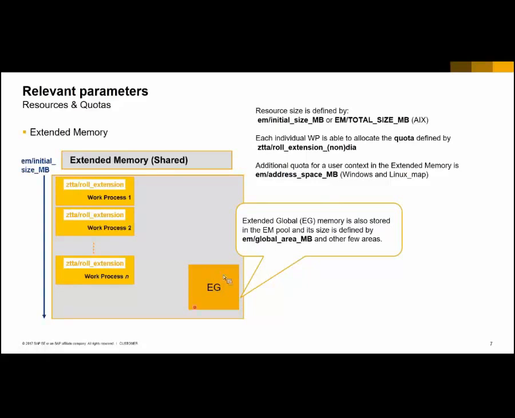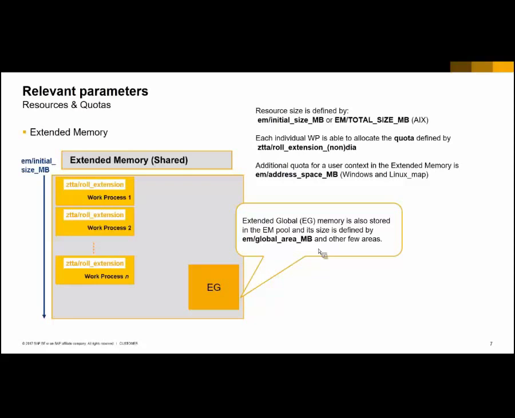The extended global memory is located in the extended memory. Its size is mainly defined by parameter em/global_area_MB and a few other areas. This area is reserved for global data that is user independent and work process independent. The amount of data involved in this area is smaller.